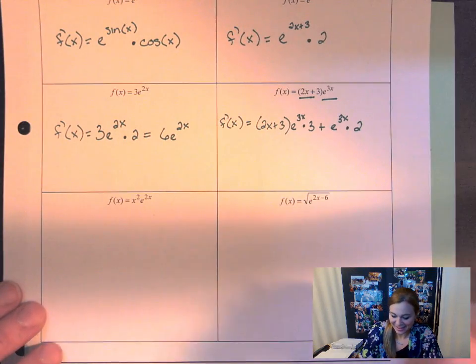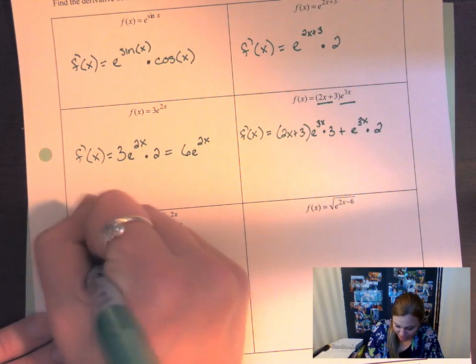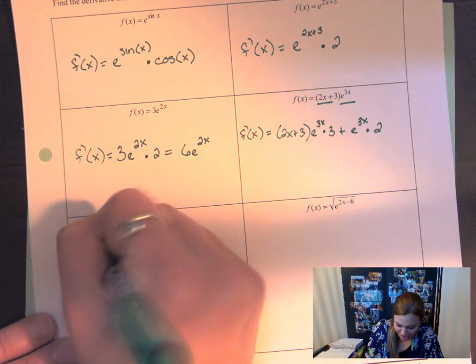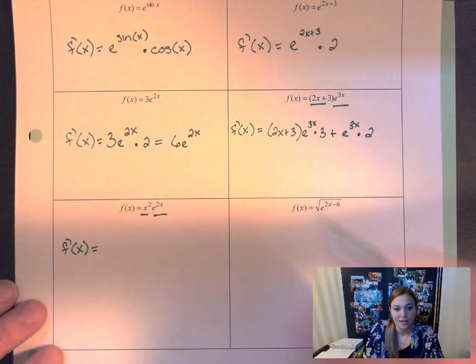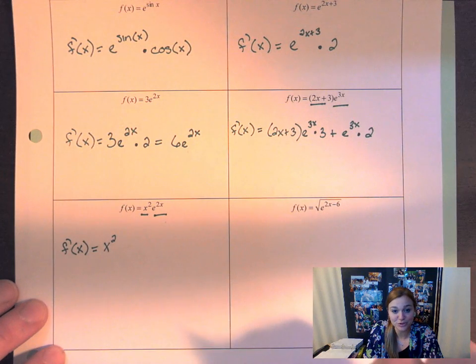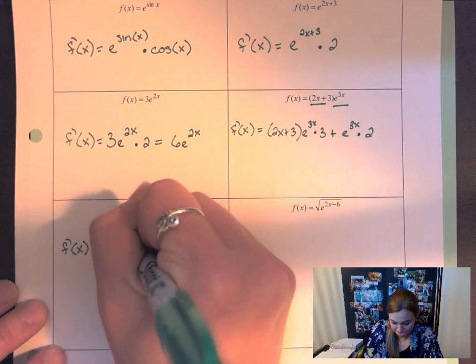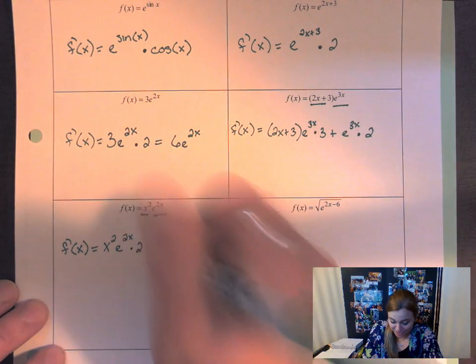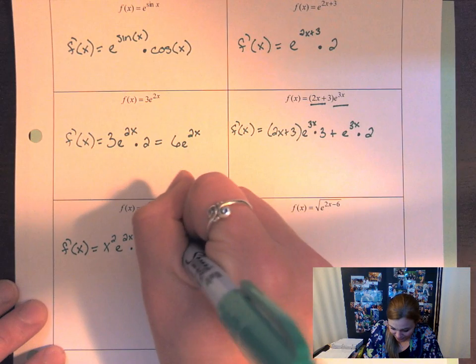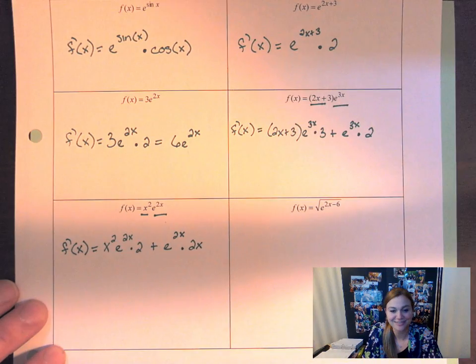Nice, right? What about this one? F prime of x would be, this is a product rule again. So first, the derivative of the second plus the second times the derivative of the first.